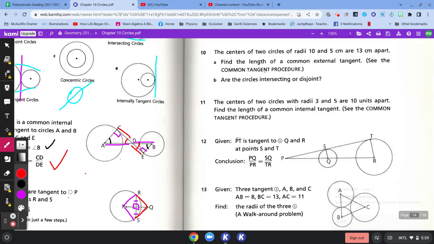I'm going to talk about problems from problem set B in chapter 10.4. And we're going to start with number 10. The centers of two circles with radii 10 and 5 are 13 centimeters apart. We're going to find the length of the common external tangent, and you're going to use the common tangent procedure that I discussed in an earlier video and which is in the sample problems.